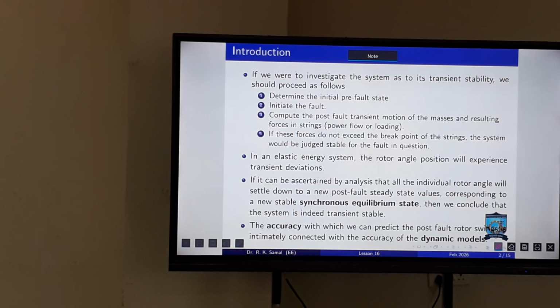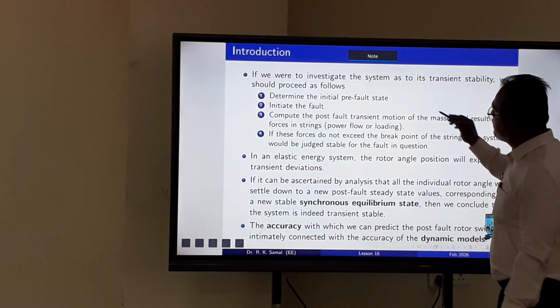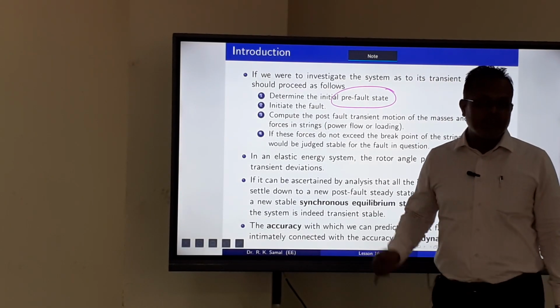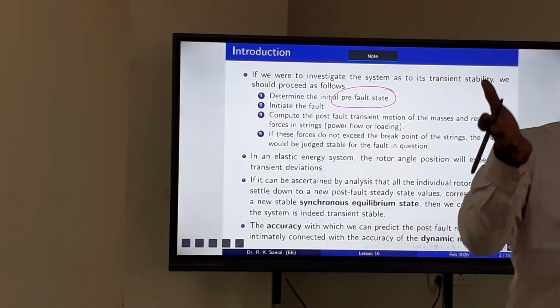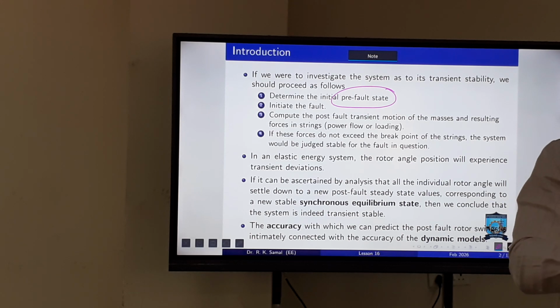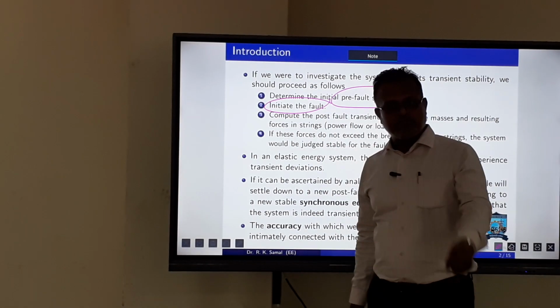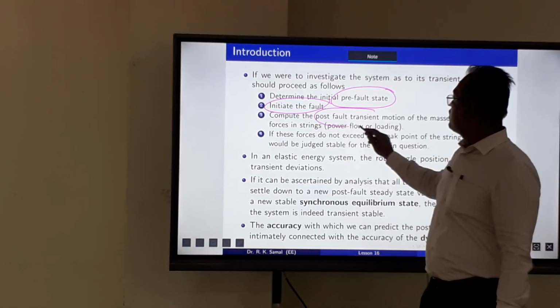Okay. So what are the steps? First, you will determine the initial pre-fault state, just like you do for the alternator three-phase short circuit. So pre-fault means 200 volts connected to synchronization. What is the current? That is pre-fault. Then initiate the fault. In our lab, you do the sudden short circuit. Then compute the post-fault transient motion.